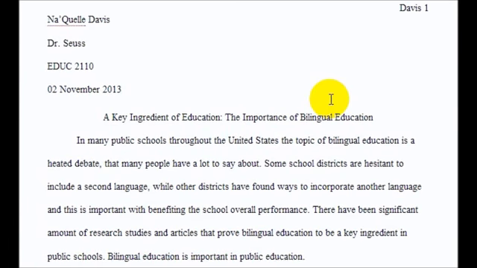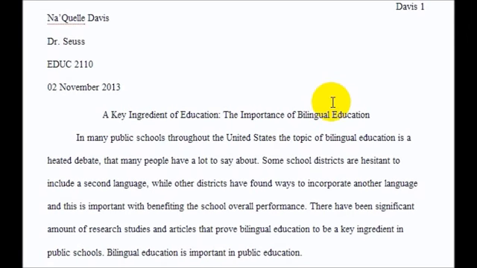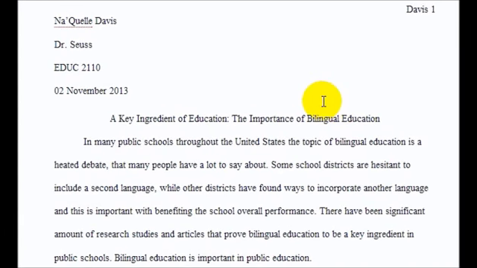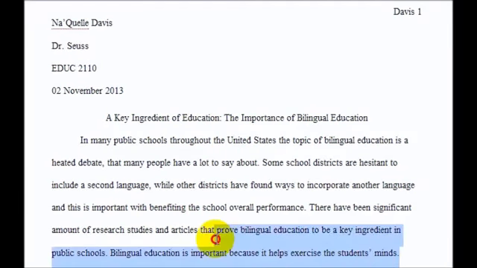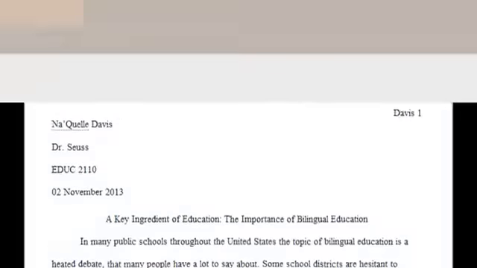This is too vague. It leaves too many unanswered questions, like who is bilingual education important for, and in what ways is it important? The statement, according to the writer's reference, should be specific. The statement can be easily revised by answering the questions. As you can notice, this sentence has been changed to be more specific. Bilingual education is important because it helps exercise the student's mind.